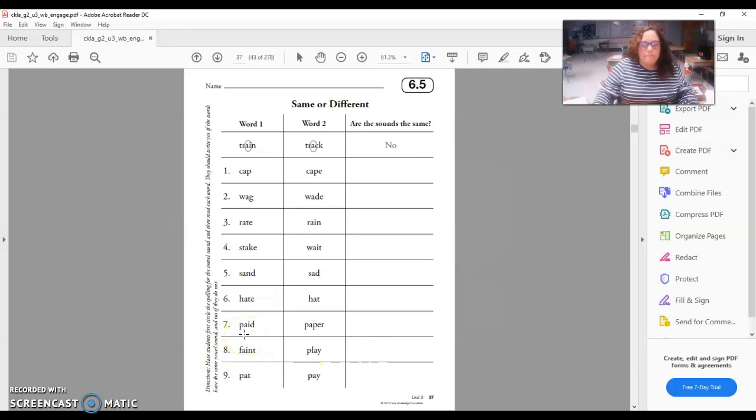Number seven, paid, paper. Do they have the same vowel sound? Yes or no? Number eight, faint, play. Do they have the same vowel sound? Yes or no? Number nine, pat, pay. Yes or no?